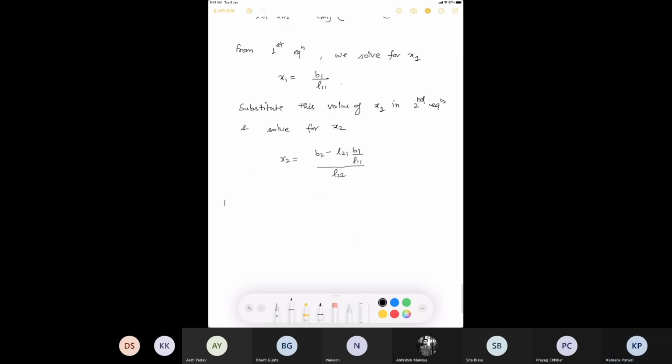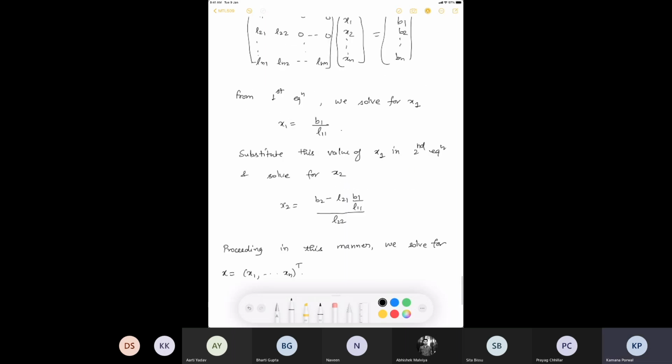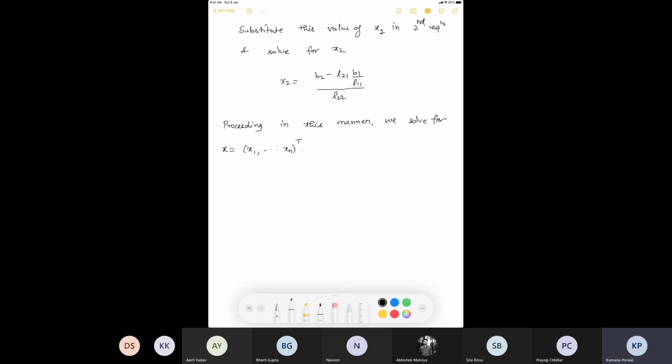So proceeding in this manner, we solve for all the xi's in this vector x. Okay. And this procedure which we are applying here, that you solve for the first equation and then you solve for the second variable from the second equation. So this is basically we are doing the forward substitution, right? So this is known as the forward substitution procedure.